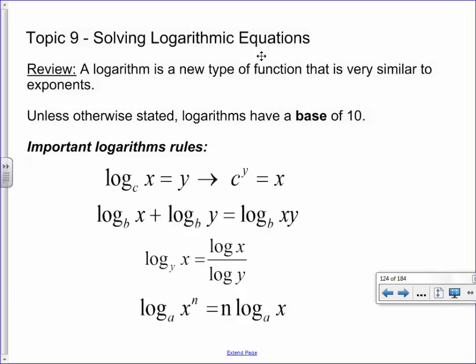It is one of those things where you probably need to do some practice. So I'll find you lots of practice, and I'll walk you through it if you want. Today's goal is to take logarithms and to solve them.